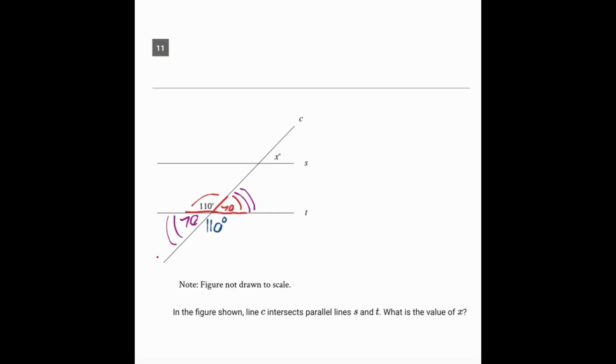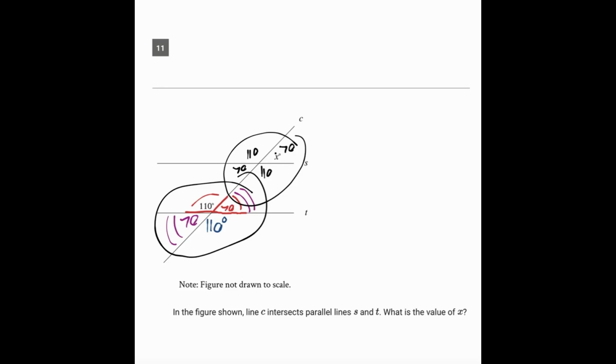Now, when you have parallel lines and a transversal, you should look at it as a fingerprint. So there's a fingerprint right here, and we're going to have that same fingerprint throughout. So here we'll have 110, 110, 70, and 70 with that identical fingerprint, and that shows us that x is 70.